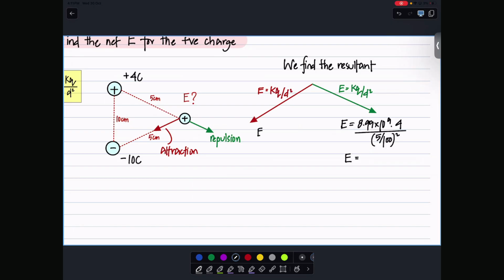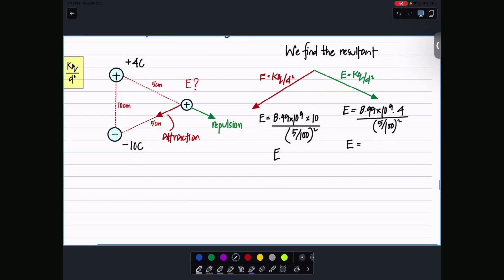And then similarly, if you want to find the electric field strength due to a negative charge here, same thing again. So you have 8.99 times 10 to the power 9. If you're wondering what 8.99 times 10 to the power 9 is, that's the Coulomb's constant, which is 1/4 pi epsilon naught, times the charge here, which is 10, divided by the separation, which is 5, divided by 100 squared once again. This will give you the electric field strength because of that. And since electric field strength is a vector, you should be able to find the resultant of these two.